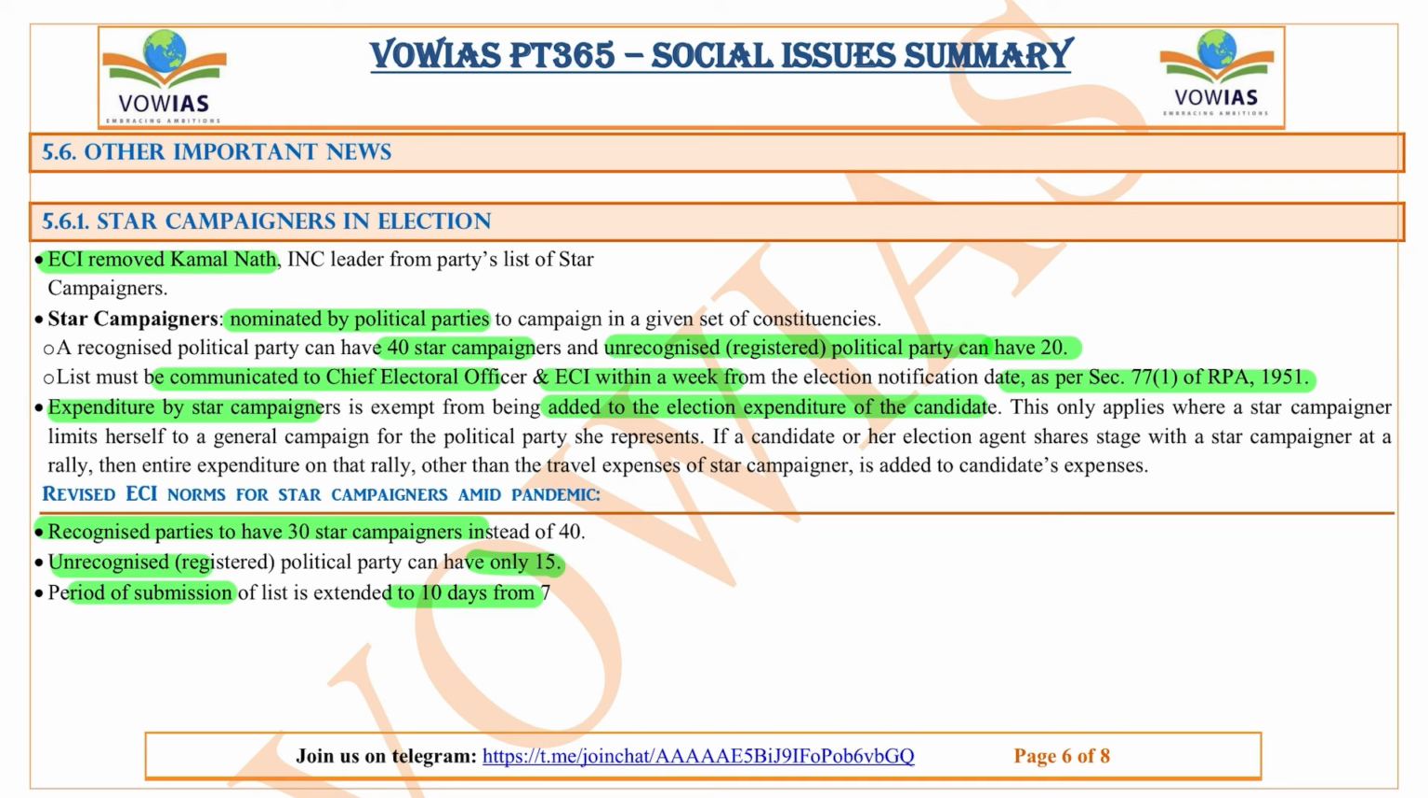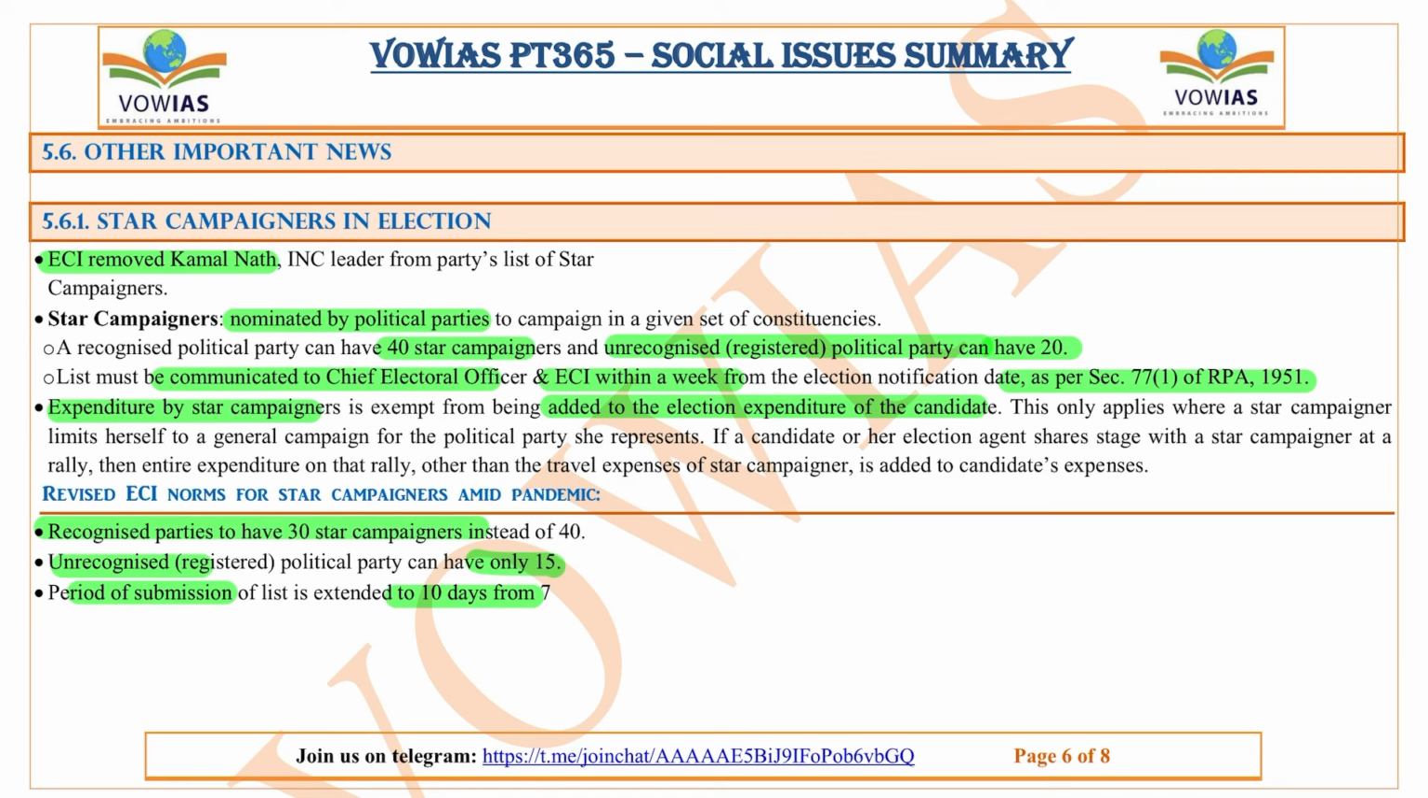Okay, star campaigners, what does it mean? Star campaigners are those people whose expenditure will not be counted as an expenditure for the election. That is the main thing with star campaigners. The star campaigners are basically the big people who will visit all the constituencies, not only the constituencies from where they are contesting. They will go on to visit all the constituencies and they will support the party.